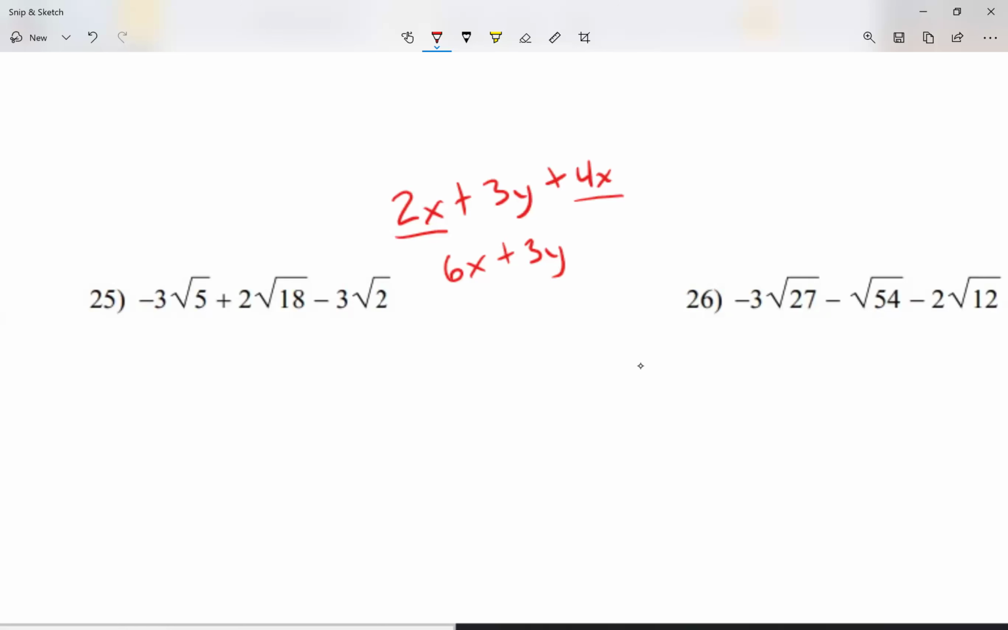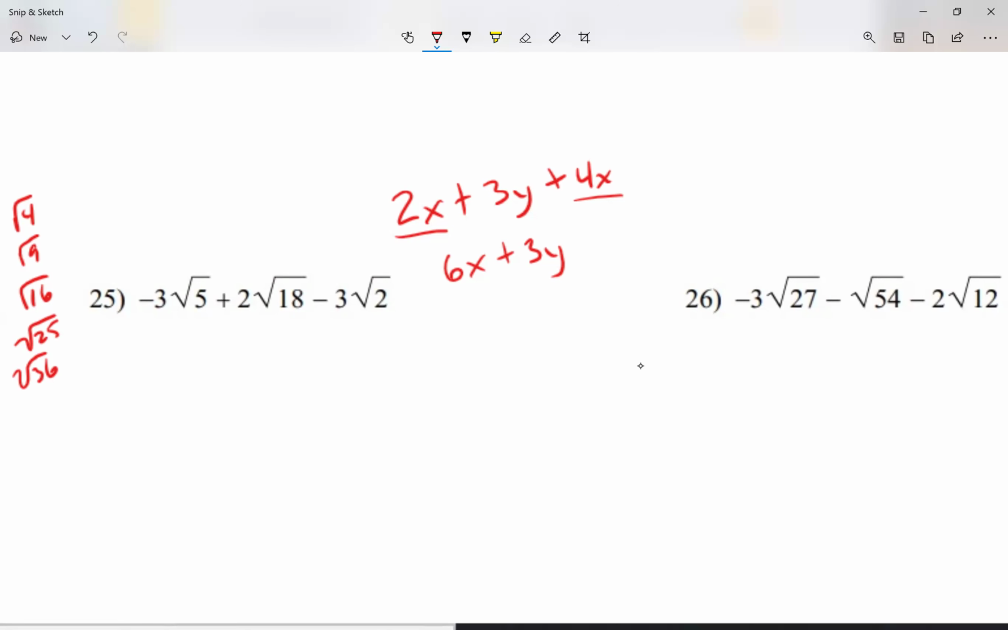coefficient. Okay, so what I'm going to do first, I'm going to simplify all my radicals as much as I can. And then I'm going to combine my like terms. As a reminder, when I simplify radicals, I need my perfect squares. So the square root of 4, the square root of 9, the square root of 16, the square root of 25, the square root of 36, 49, 64. I need to refresh those.